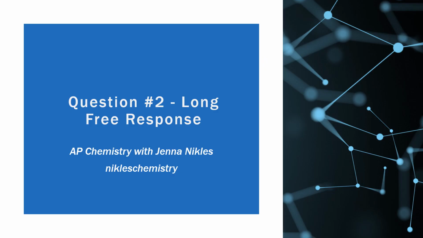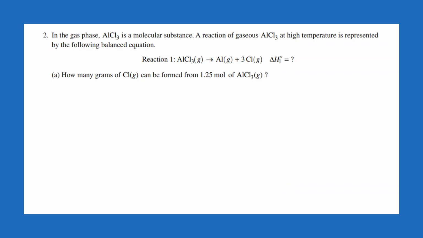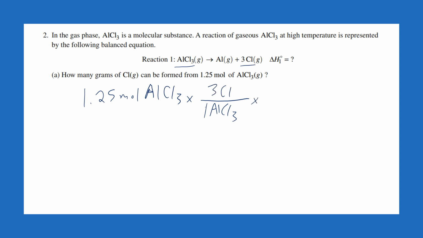Question 2 is the second long free response question. So this is a stoichiometry question. First, we have how many grams of chlorine can be formed from 1.25 moles of aluminum chloride. And we know that there's 1 aluminum chloride in the balanced reaction for every 3 chlorine atoms. And we want to find grams, so we need to use the molar mass of chlorine. And when you solve that out, you get 133 grams of chlorine with 3 sig figs.